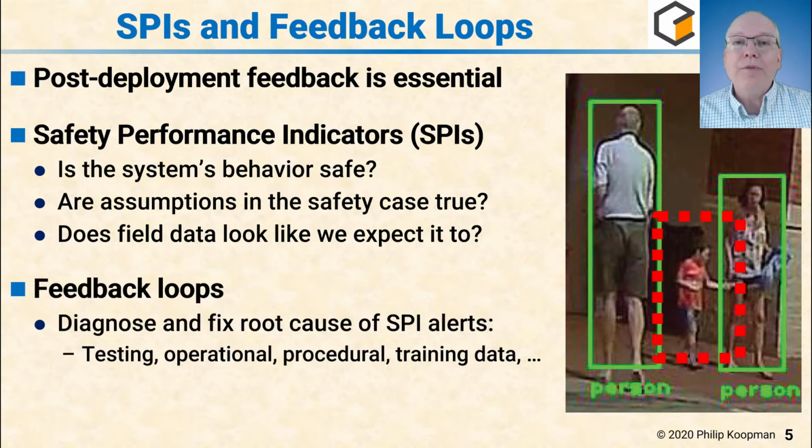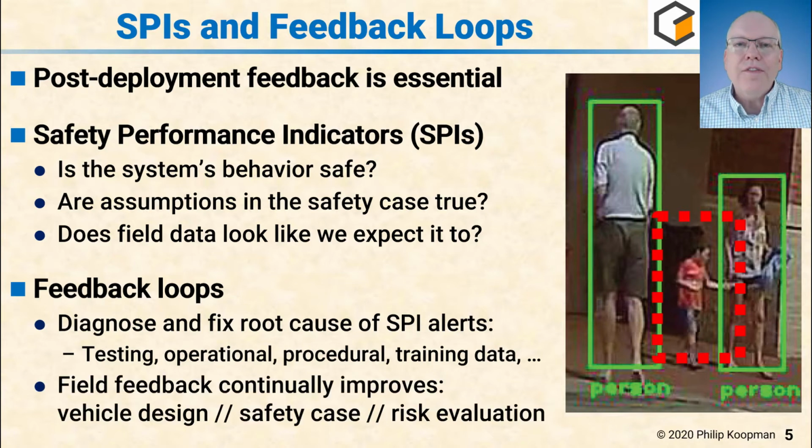There are feedback loops required by 4600 to diagnose and fix the root cause of alerts caused by SPIs. The feedback not only helps you fix bugs with the design, but also helps you fix problems with the safety case and improves your risk evaluation.